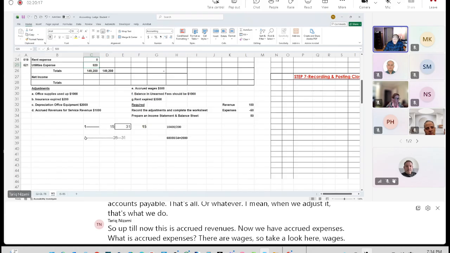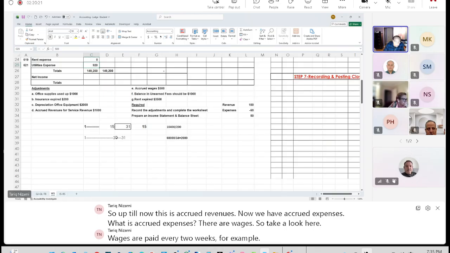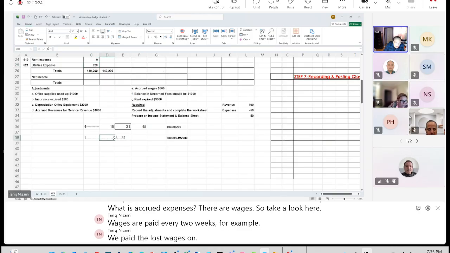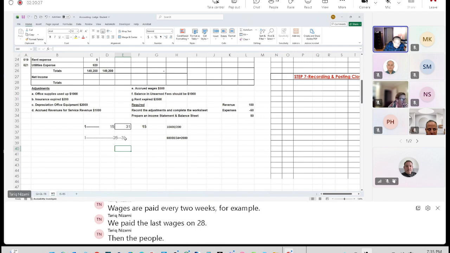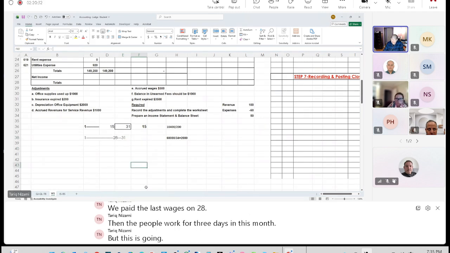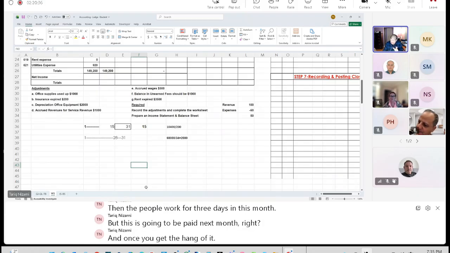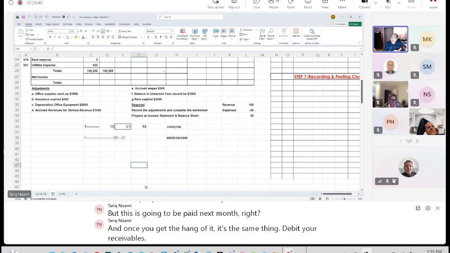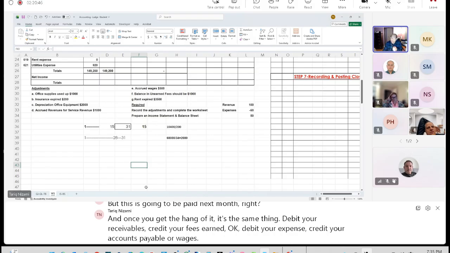So take a look here. Wages are paid every 2 weeks, for example. We paid the last wages on the 28th. Then the people worked for 3 days in this month. But this is going to be paid next month, right? And once you get the hang of it, it's the same thing. Debit your receivables, credit your fees earned. Debit your expense, credit your accounts payable or wages payable.